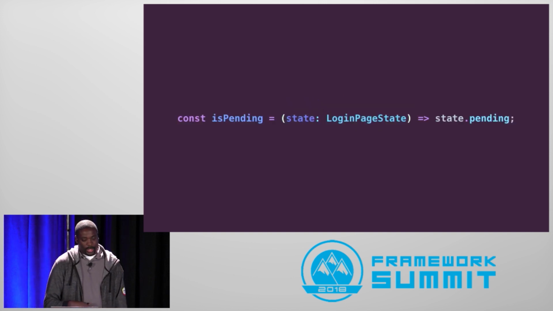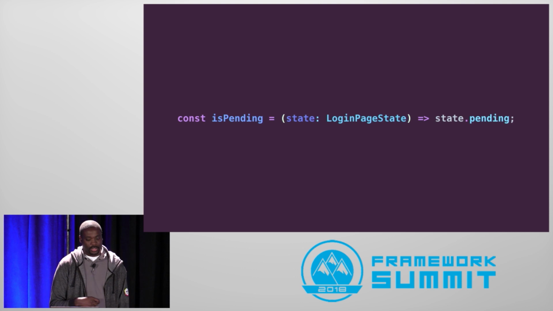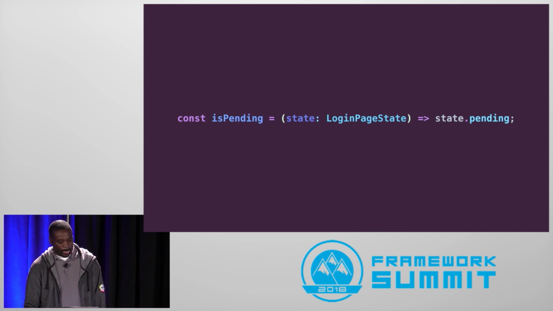As I mentioned, the login page state has a pending property. So to select the pending state, you would provide a function that will be provided the login page state and then return that pending property. Now this is a small function that can be reused across different composed selectors. And as I mentioned, we can also use selector functions to derive state. You could think of derivers as more complex getters. They're responsible for transforming derived state.